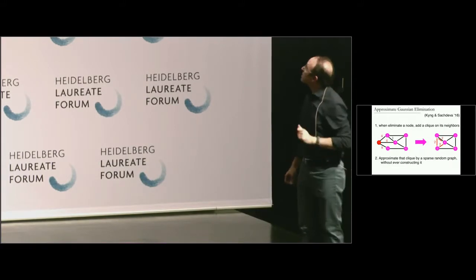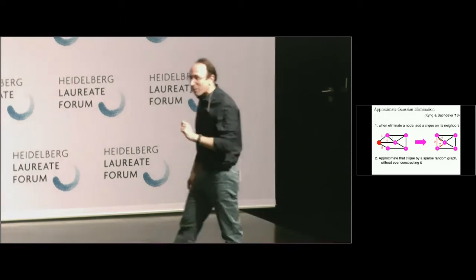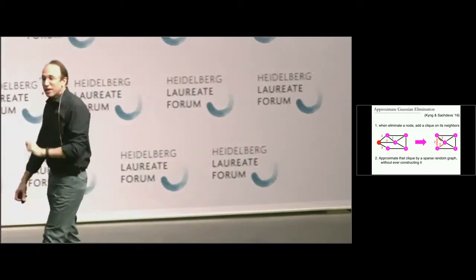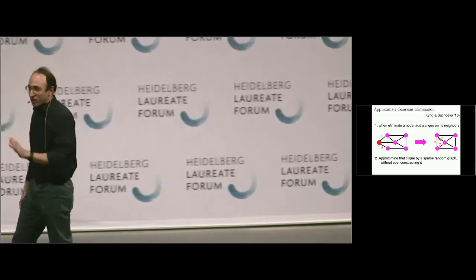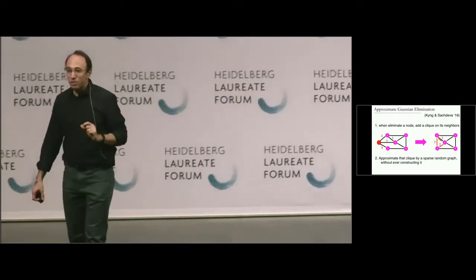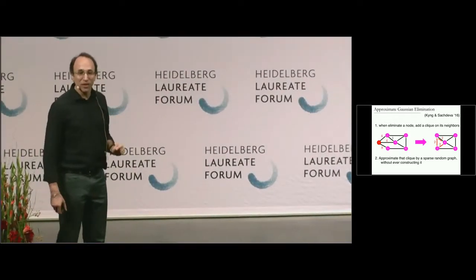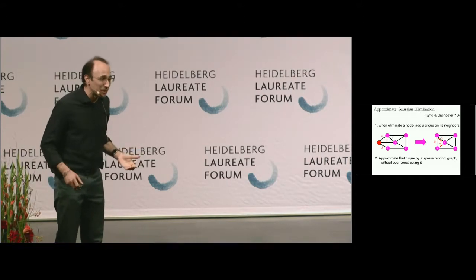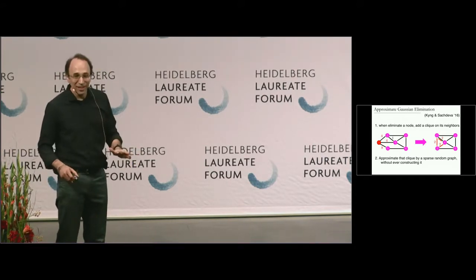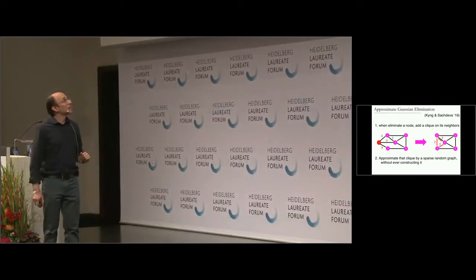What Kyng and Sachdeva suggest doing is, when we eliminate a node, instead of adding that clique, we add a sparse approximation of that clique, and we know how to make one. Actually, I'll tell you exactly how they make one. The most important thing, though, is they can make it without ever building the clique itself. Building the clique would take too long. And this is the first step towards the elimination.